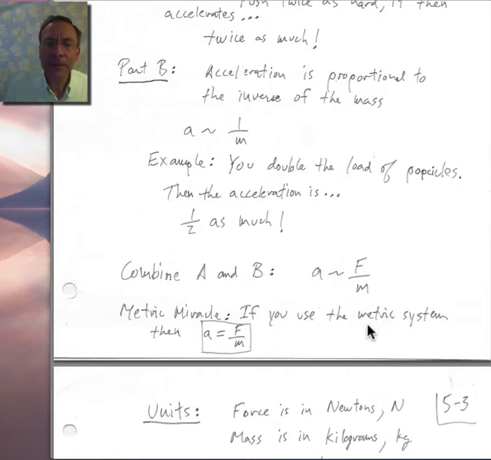And finally, the metric system that we use is set up, I mean, it's not really a miracle, but it's set up such that if you use a force in newtons and mass in kilograms, then the acceleration will be in meters per second squared. So it was all set up that way on purpose.